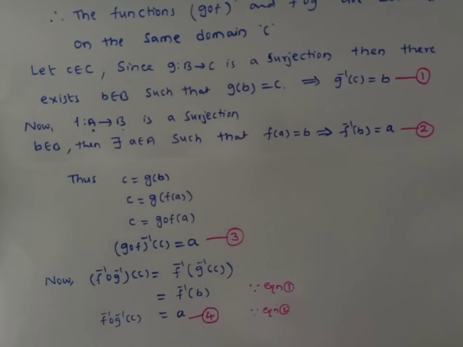Now you can observe equations 3 and 4. Equations 3 and 4 indicate, therefore, or I can conclude, that hence (G circle F) whole inverse is equal to F inverse circle G inverse.